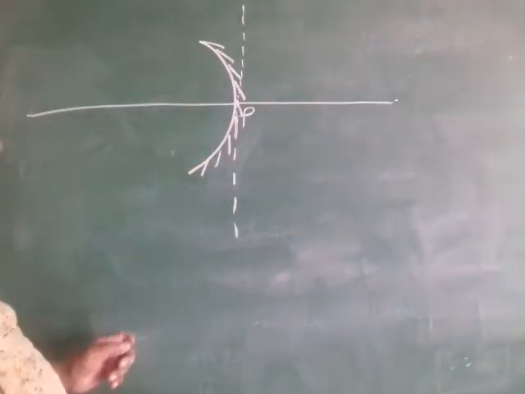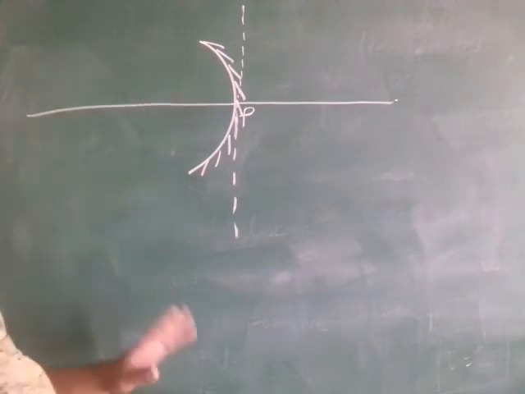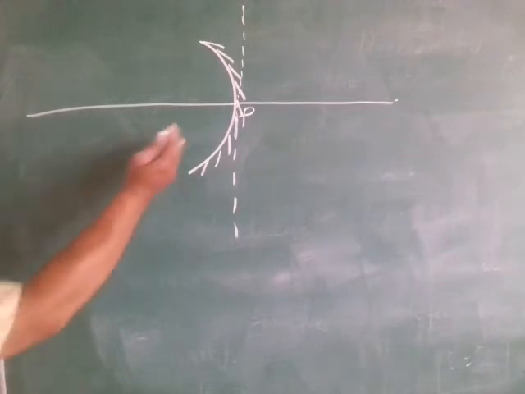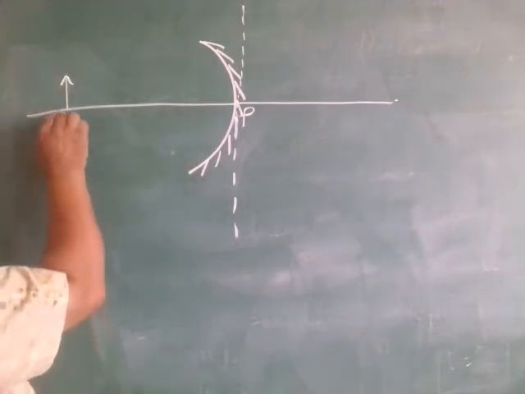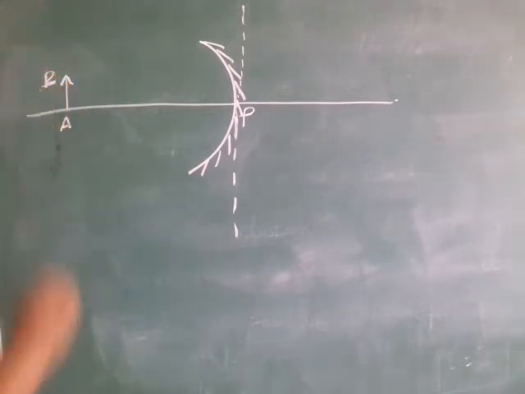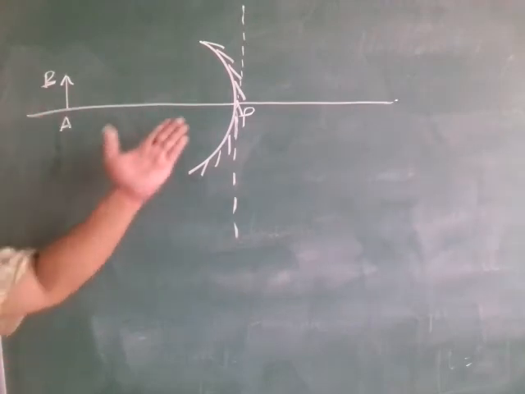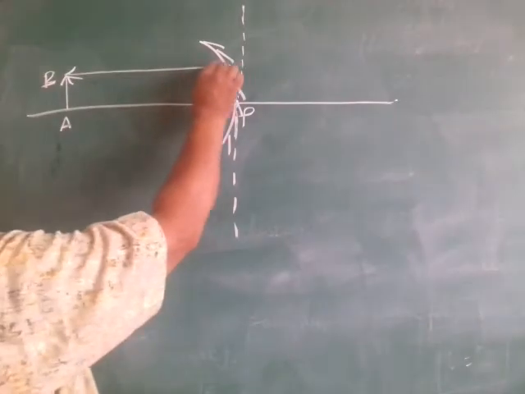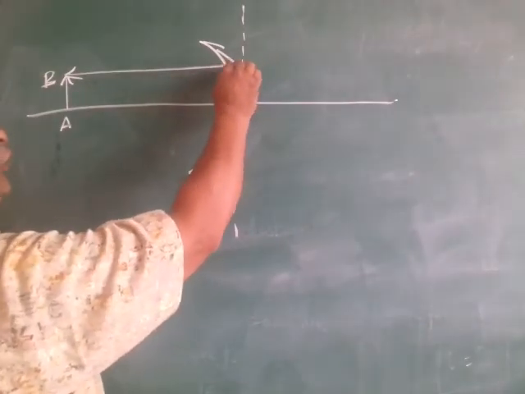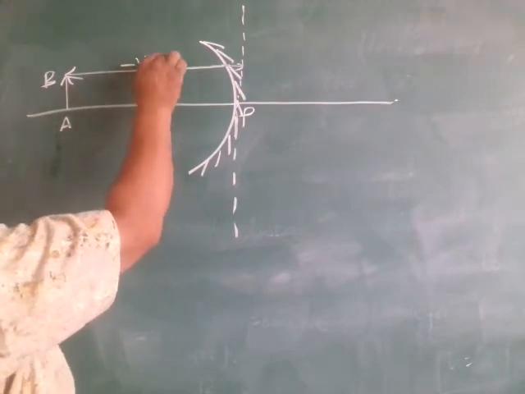Now I have already explained the sign conventions, and I will explain them with the diagram now. We always keep the objects to the left of the mirror. Since we keep the objects to the left of the mirror, and the distances to the left of the mirror are taken negative, measured from the pole of the mirror, all object distances are negative.